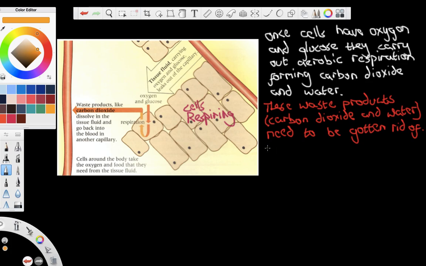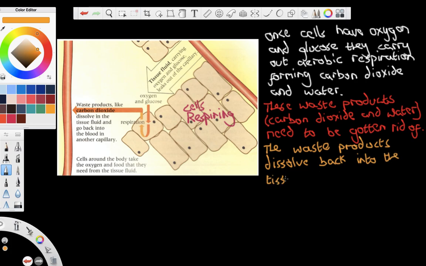So we can say the waste products dissolve back into the tissue fluid before moving into the capillary.